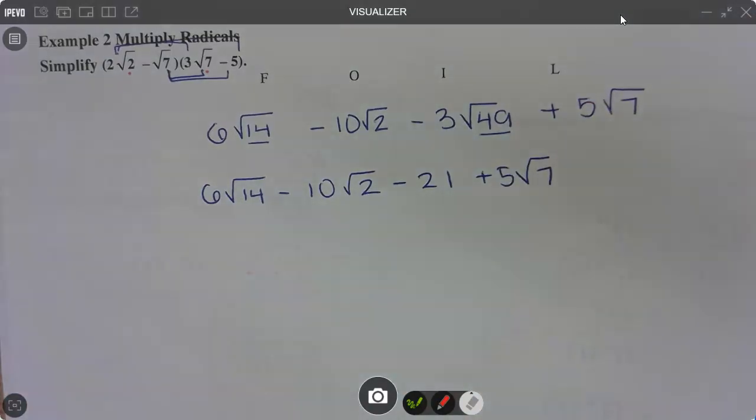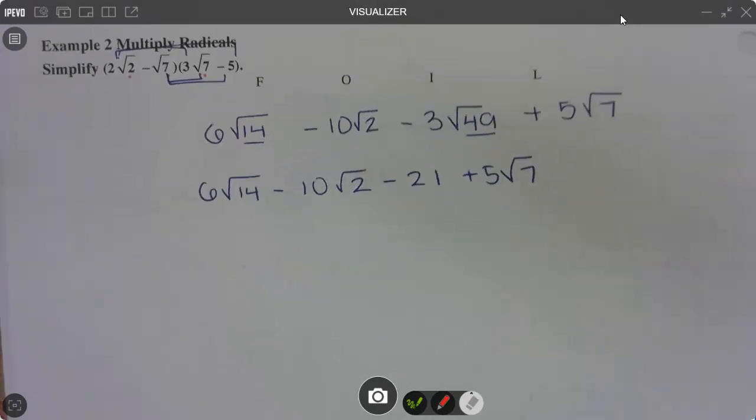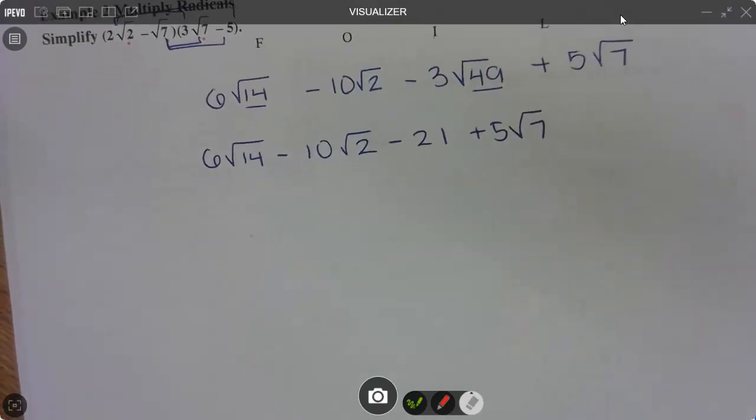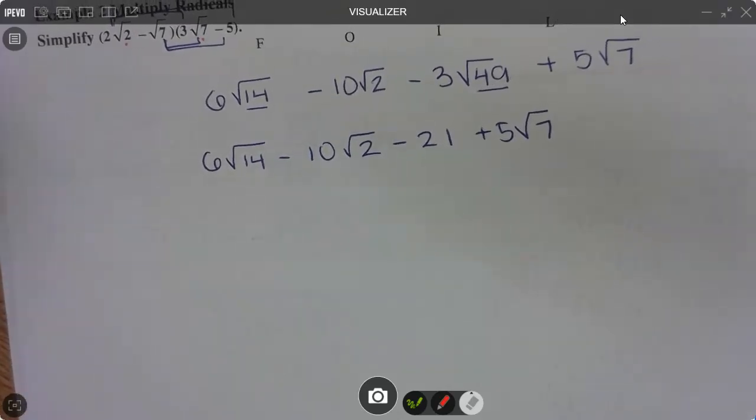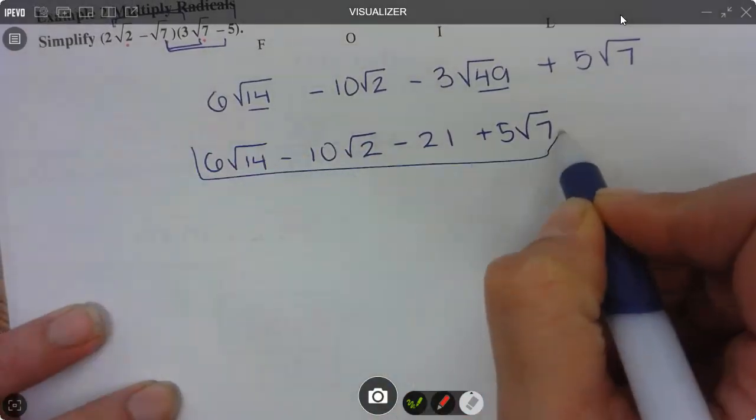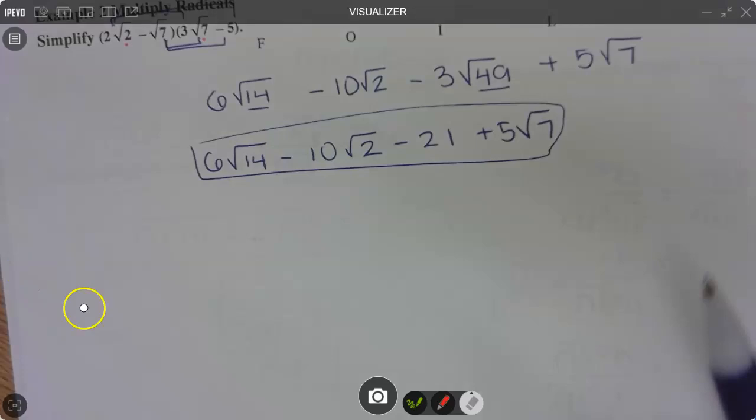So in this case, the square root of 49 is 7. 7 times 3 is negative 21. The other values do not simplify, therefore we leave them as is. So that is a wrap up.